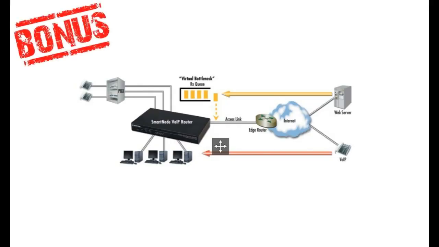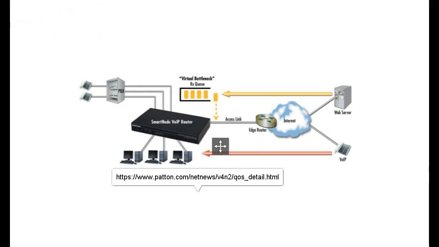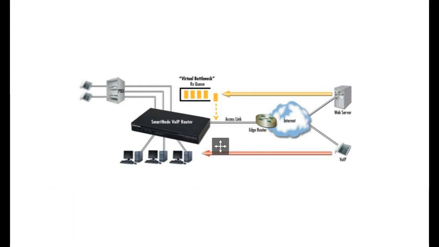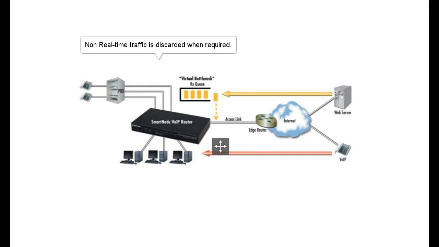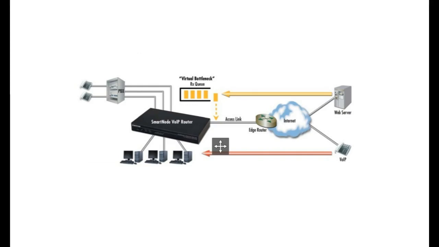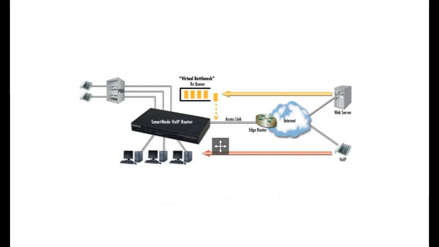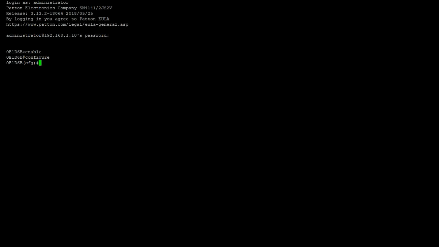Patton products do provide mechanisms to help provide seamless voice quality. Downstream QoS is one such feature. This creates a dynamic virtual bottleneck at the customer premises. Downstream QoS can throttle incoming data to ensure time-sensitive voice traffic gets through to you promptly. For more information on downstream QoS and a configuration example, see our links from the Patton website here. So, starting from a configuration prompt.